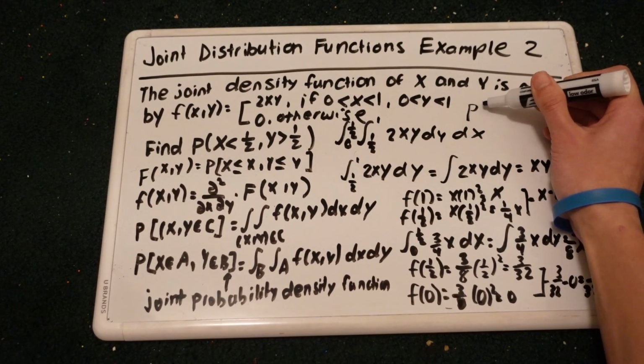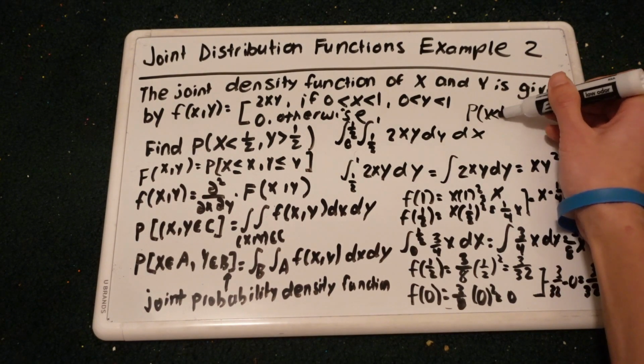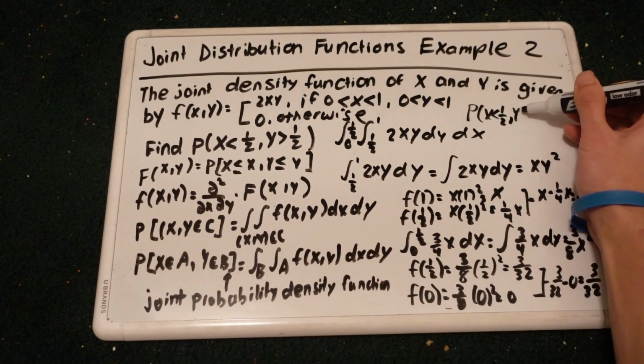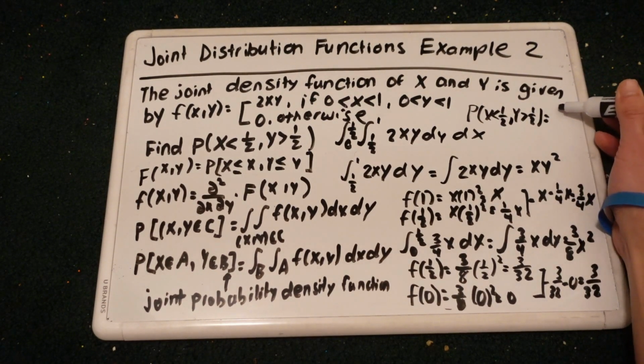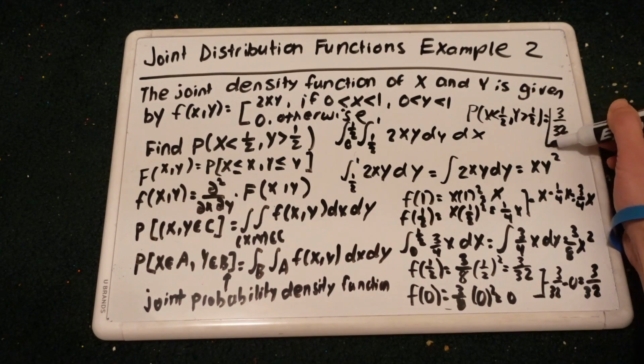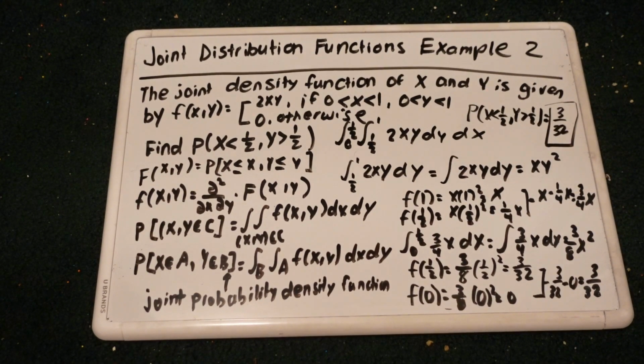So the probability that x is less than a half and y is greater than a half is 3 over 32. And this is another example of a joint distribution function problem in probability.